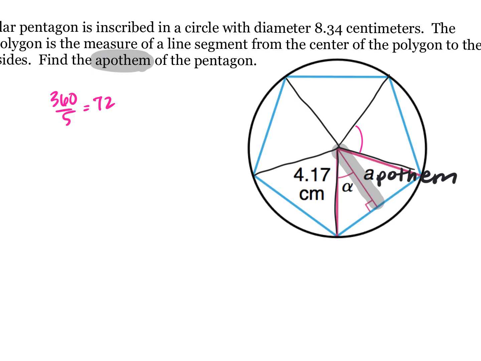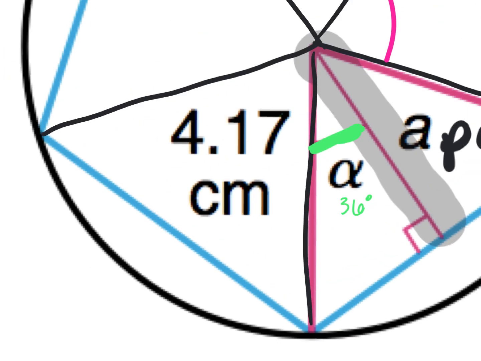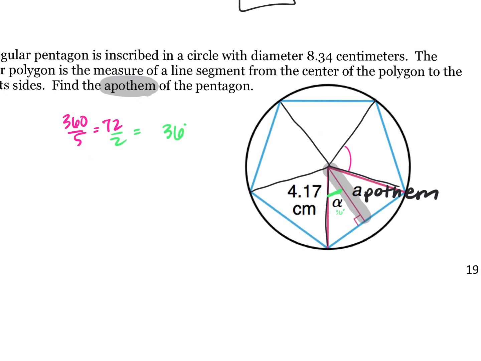And you said that's twice as big as alpha. So what would I do to get my alpha angle so that I've got a right triangle? Divide that by 2 again. My alpha is 36 degrees. Was there a way that we could have done that in one step instead of 2? If there are 5 triangles, there are 10 half triangles, so 360 divided by 10, we could have gotten that in one step.